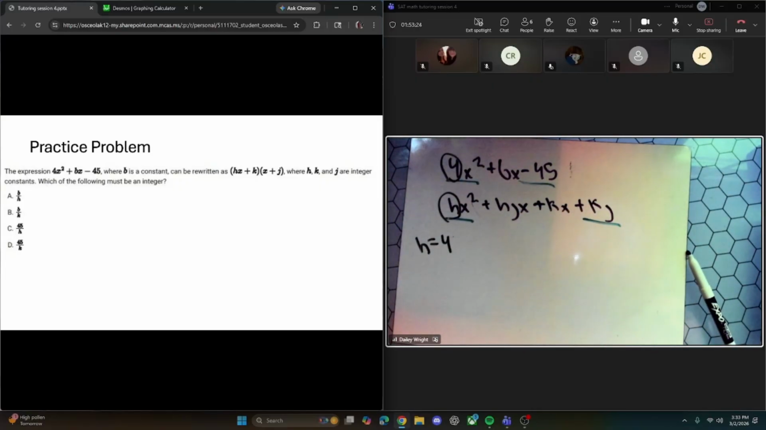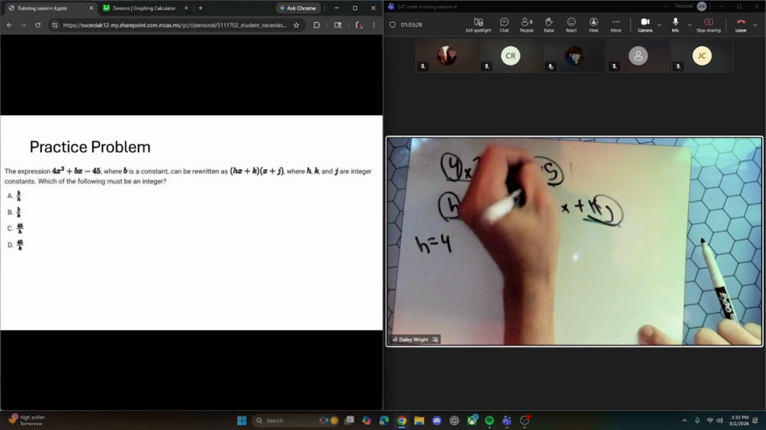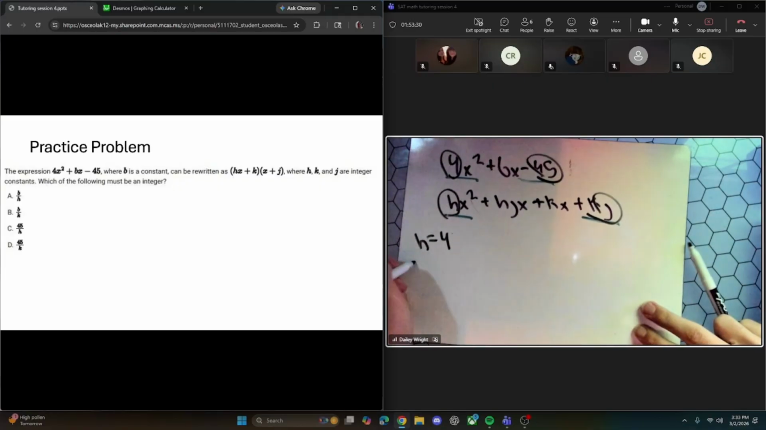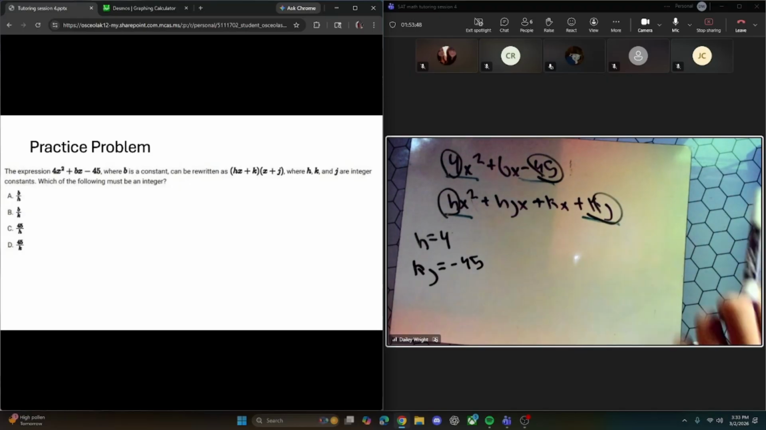So we know that kj must be equal to negative 45. k times j equals negative 45. So we know k and j are both factors of 45. That's going to be important to know for this problem. Which of the following must be an integer?